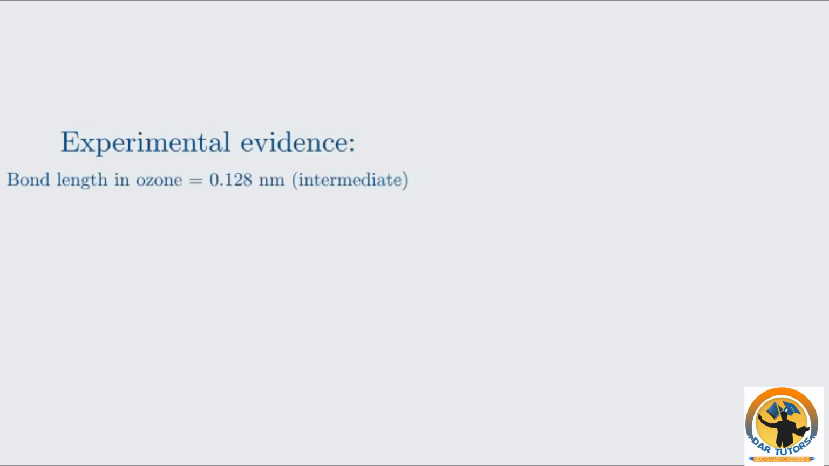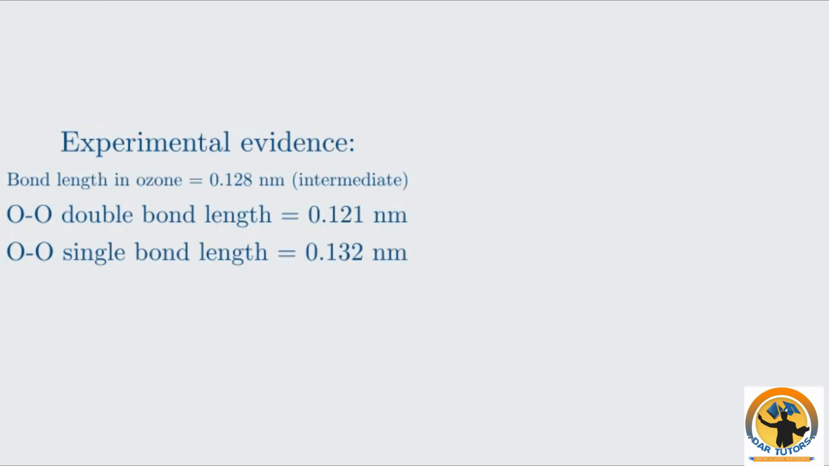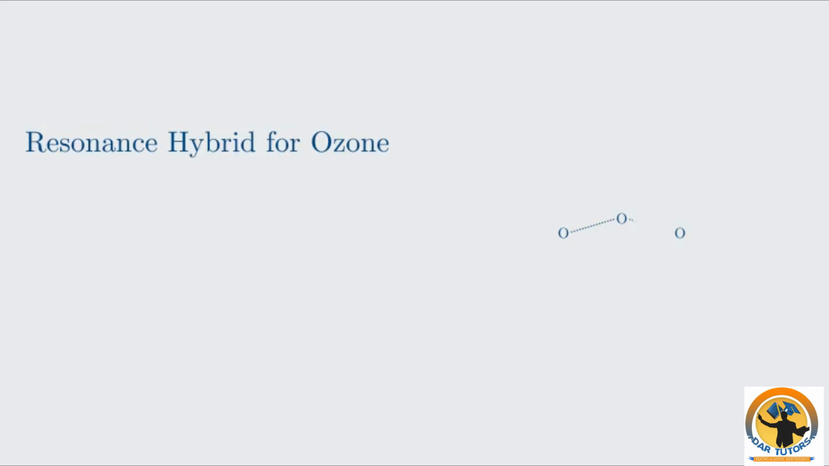X-ray analysis shows that both oxygen-oxygen bonds in ozone are of the same length, 0.128 nanometers. This is intermediate between the typical length of an oxygen-oxygen double bond, 0.121 nanometers, and an oxygen-oxygen single bond, 0.132 nanometers. This proves that the bonding in ozone is not alternating single and double, but is instead averaged between the 2 structures. We represent this real structure as a resonance hybrid.